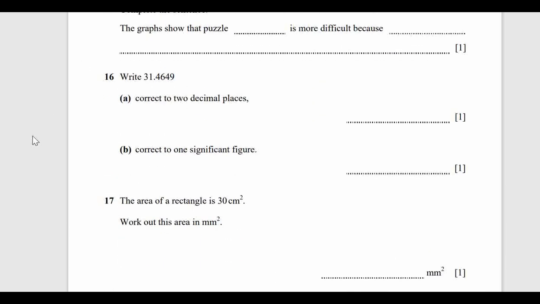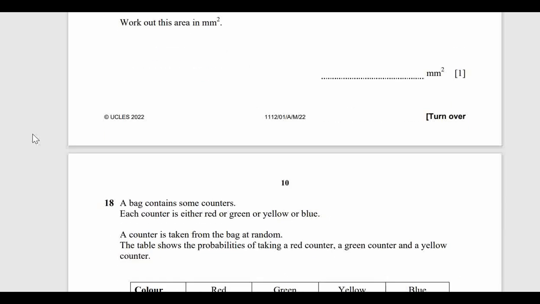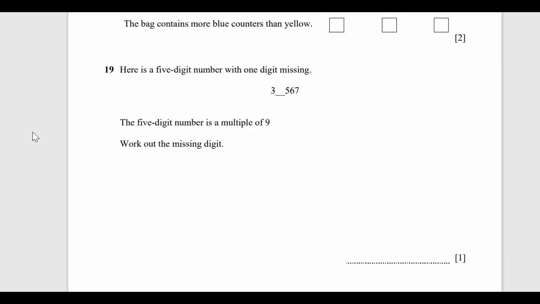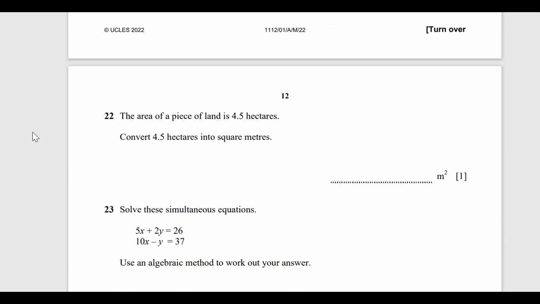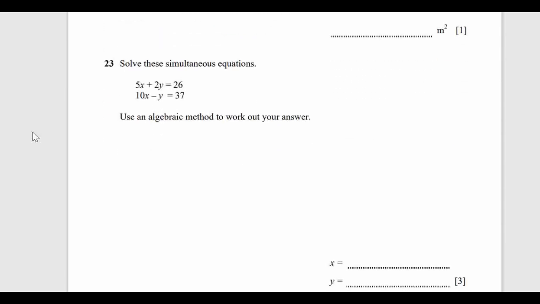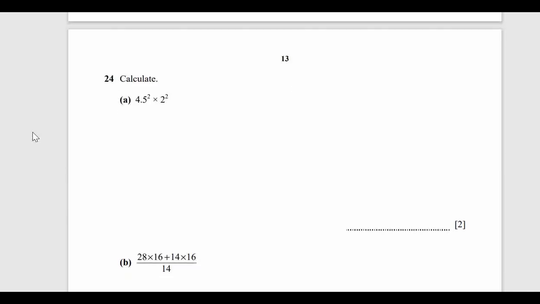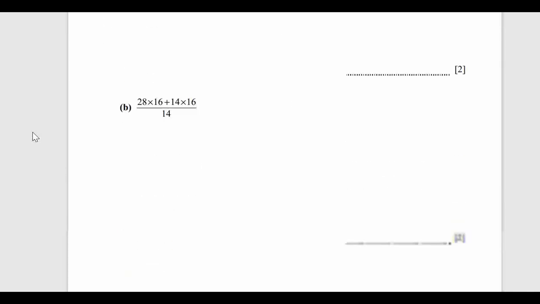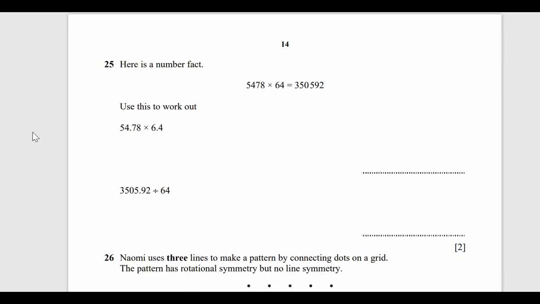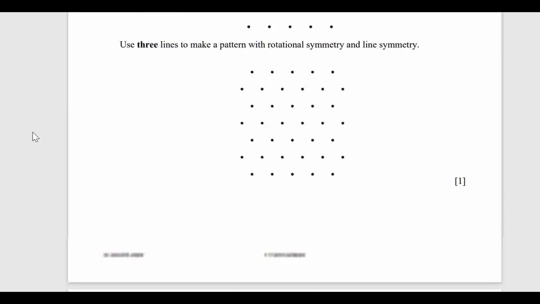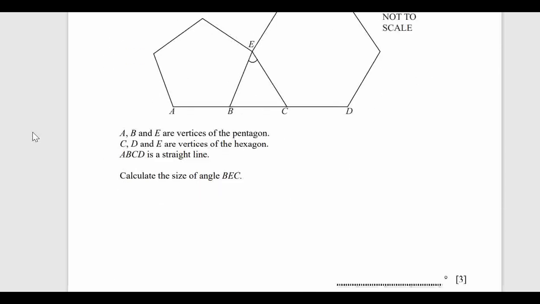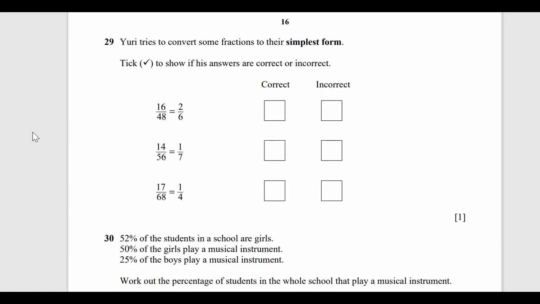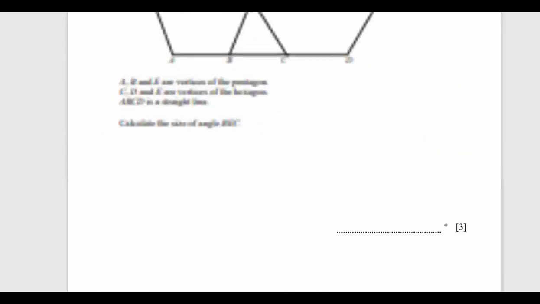And move on to question 16 A and B, 17, 18, 19, 20, 21, 22, 23, and followed by 24 A and B, 25, 26, 27, 28, 29, 30. That's it. So 30 questions for 1 hour.